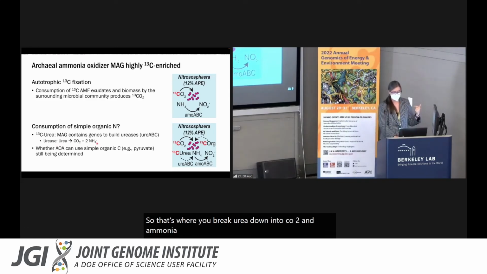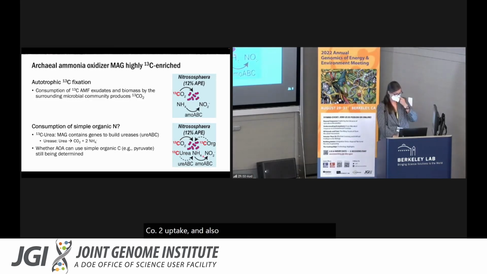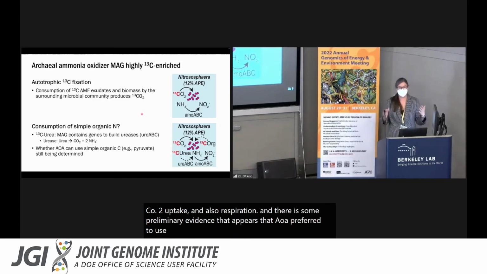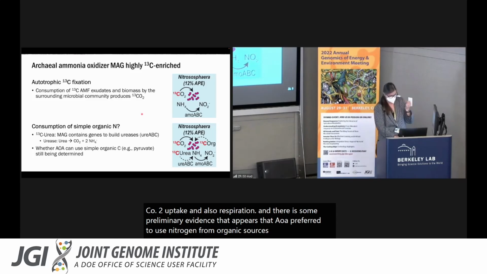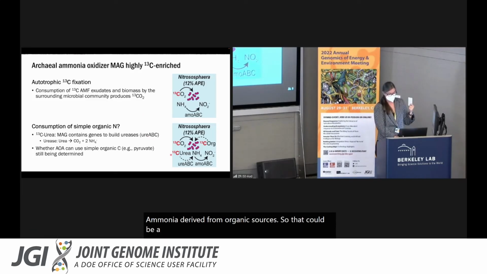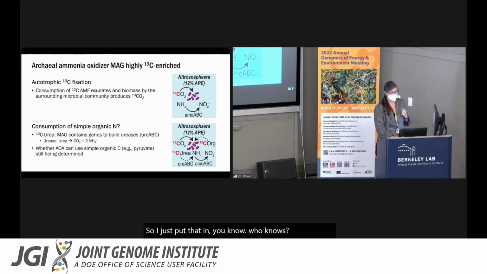So that could support both 13CO2 uptake and also respiration. And there is some preliminary evidence that it appears that AOA prefer to use nitrogen from organic sources, ammonia derived from organic sources. So that could be a possible mechanism to get labeled. Also, people are currently investigating if they can do mixotrophy. So I just put that in, who knows, maybe they could be.